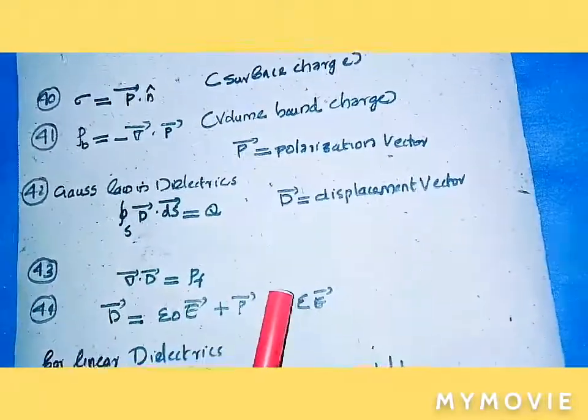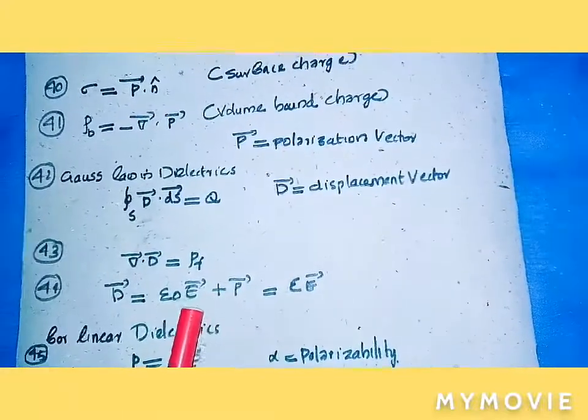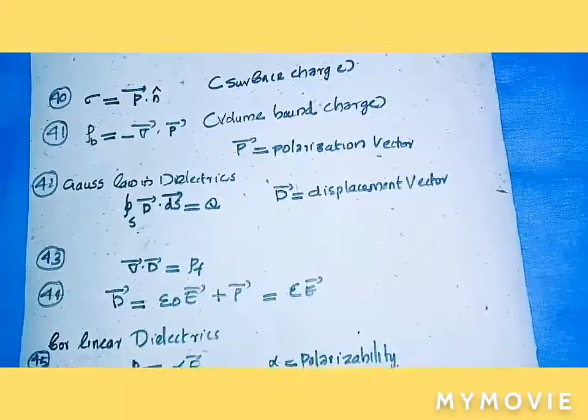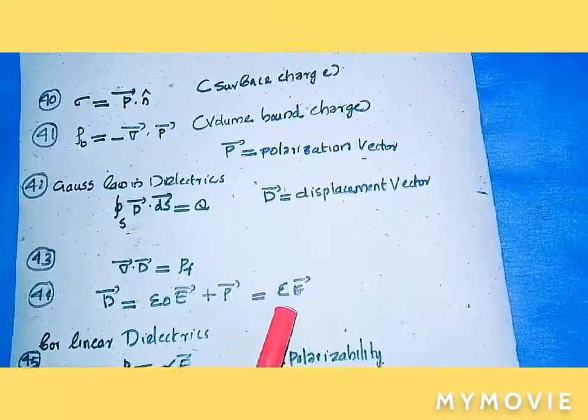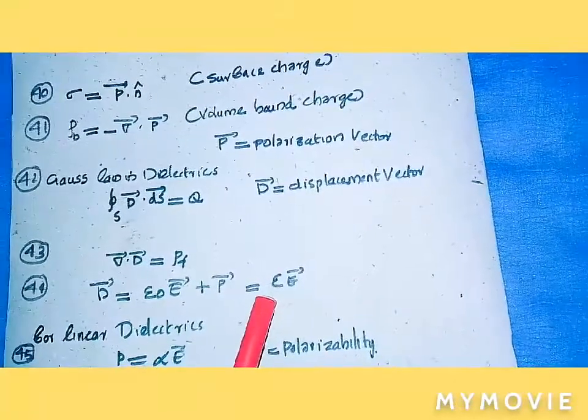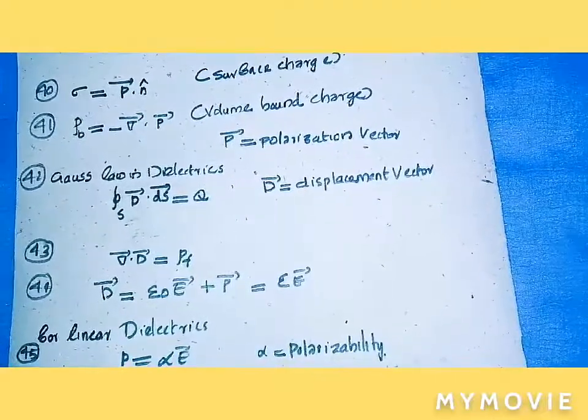Del dot D is equal to rho f. Displacement vector D is equal to epsilon 0 E plus P, where P bar is the polarization vector. That is also equal to D is equal to epsilon E bar, where E bar is the electric field.